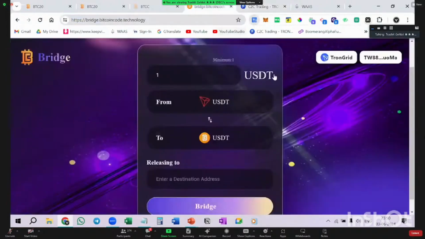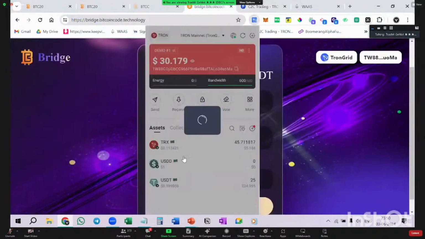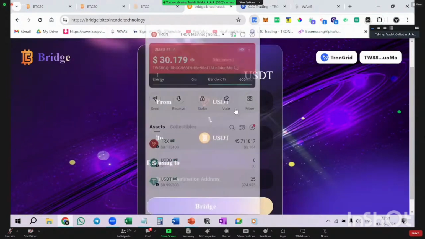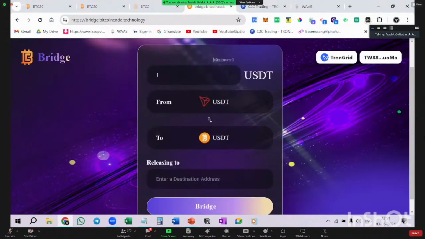So what we are going to do is on the Tron side, we have 45 Trons in our wallet and USDT is 25. Now we have already connected our Tron Link wallet. So what we are going to do is we are putting 25 over here.